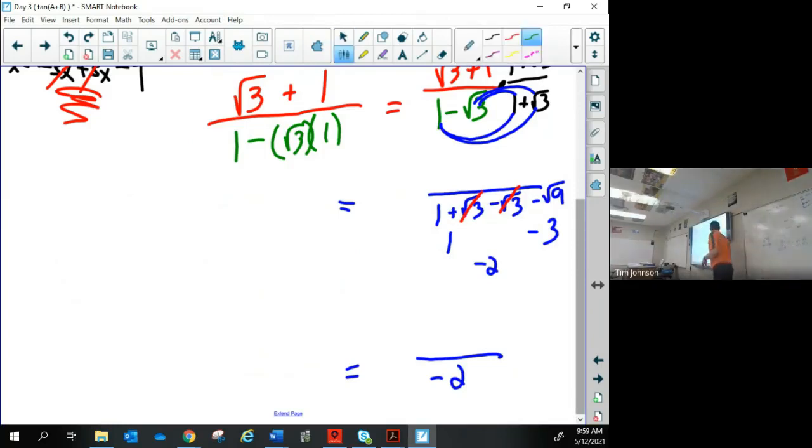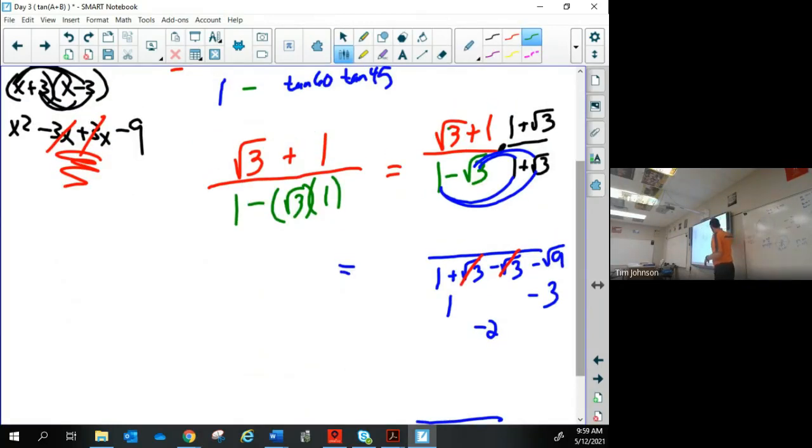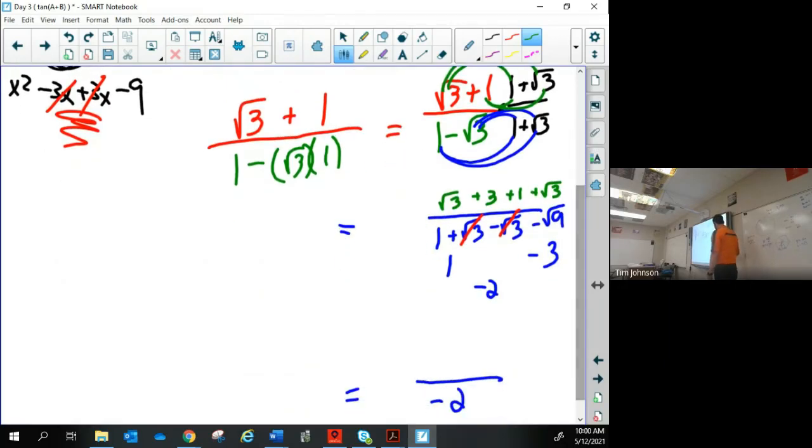All right, numerator. I got to do the same thing here to the numerator. Square root of 3 times 1, square root of 3. Square root of 3 times square root of 3, we just did that, square root of 9, which is 3. 1 times 1 is 1. 1 times square root of 3, square root of 3. So what do I get in the numerator? Those simplify together, that's 4. And these simplify together as 2 square roots of 3.